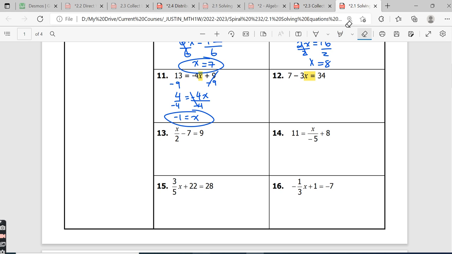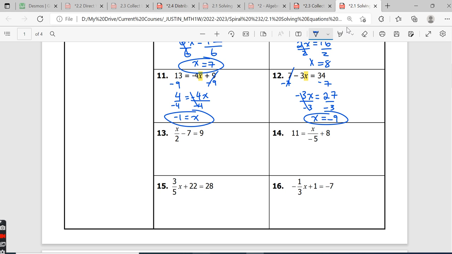Over here, identify the variable, which is right there. So undo addition and subtraction first. I have a positive 7, so I'm going to take away 7. Take away 7. That's gone, leaving me with negative 3x is equal to 27. Divide both sides by negative 3. X is equal to negative 9.